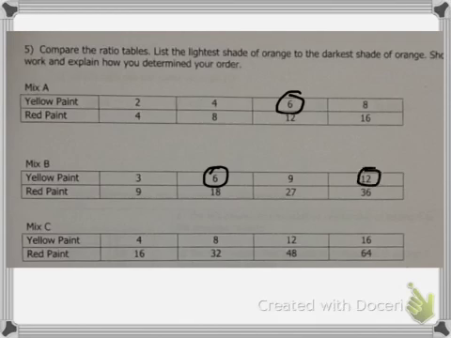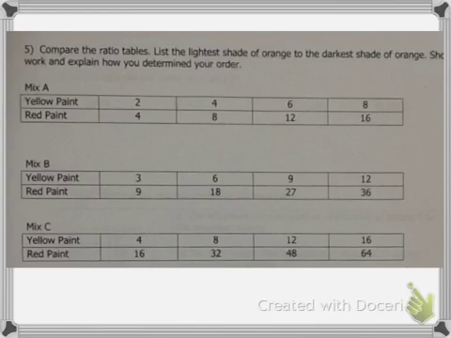I do have a 12 between B and C though, and I have a 4 between mix A and C. It really gets too complicated to try to compare all 3 tables in that manner, so we're going to find the multiplicative relationship, which makes it a little bit easier to work with. So I notice from the yellow paint to the red paint in mix A, as I move down, I'm multiplying by 2. And that relationship holds true all the way down for each entry in my ratio table.